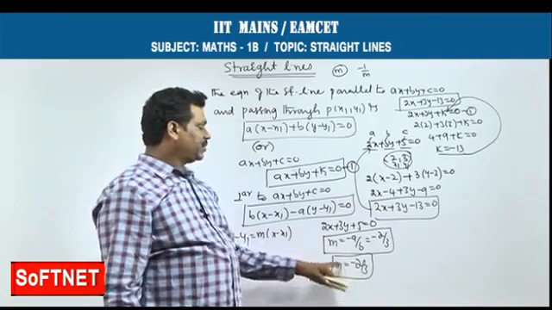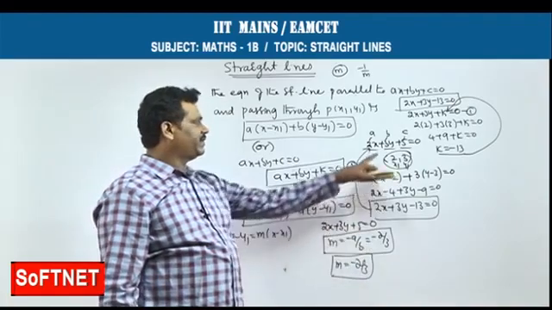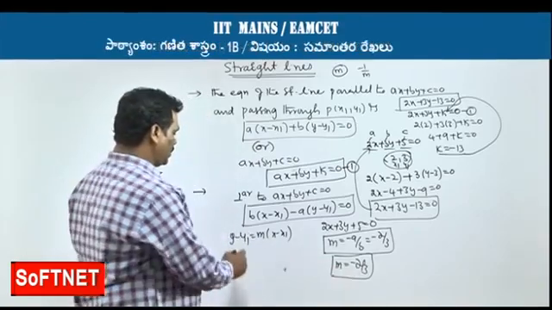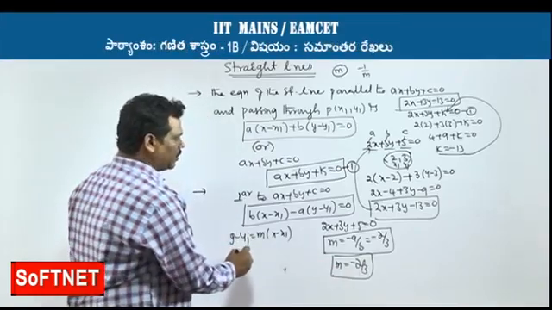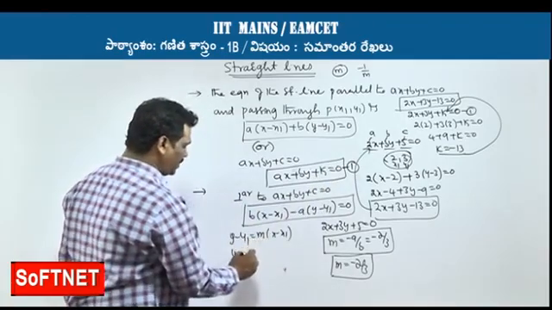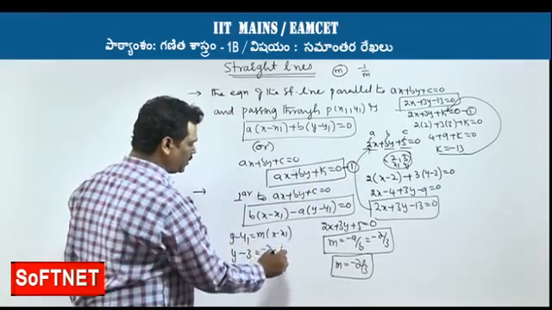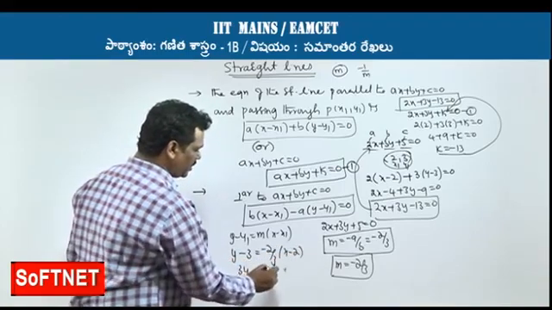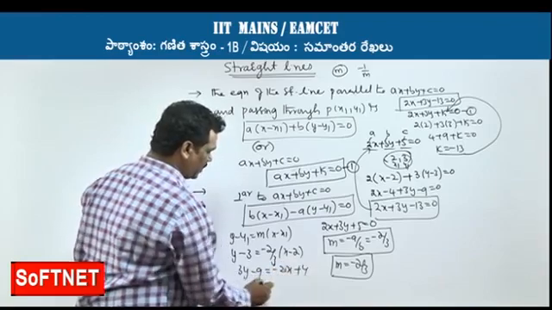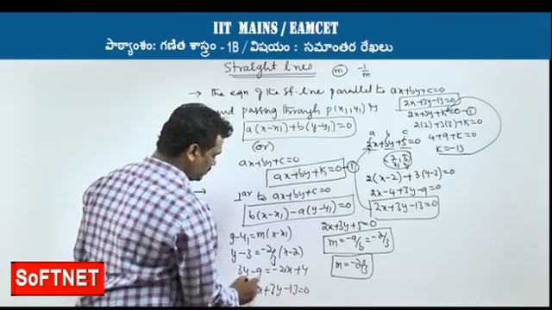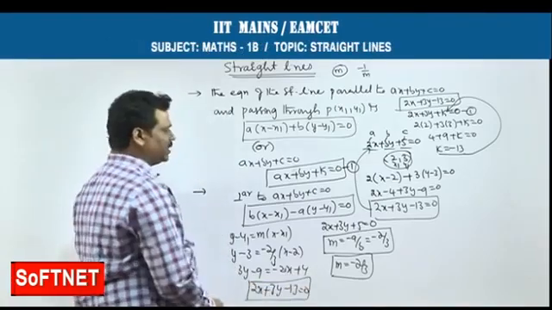You are taking your parallel slope. The given line is 2x plus 3y plus 5 equal to 0 and the parallel slope is m equal to minus 2 by 3. The point is 2 comma 3. So y minus 3 equal to minus 2 by 3 into x minus 2. 3 into y: 3y minus 9 equal to minus 2x plus 4. So here 2x plus 3y minus 13 equal to 0. This is also one of the methods. Three methods are there here.